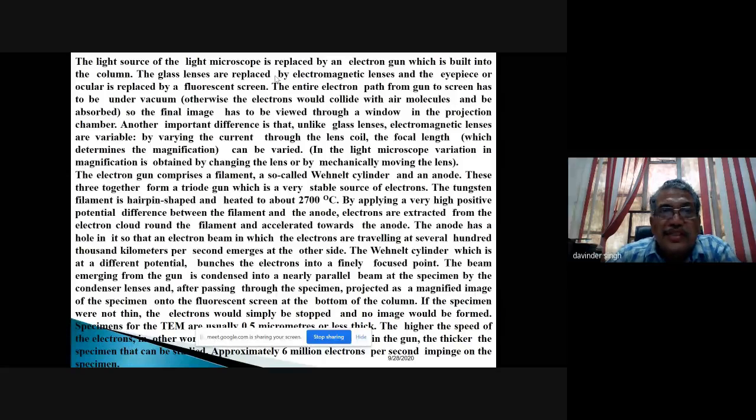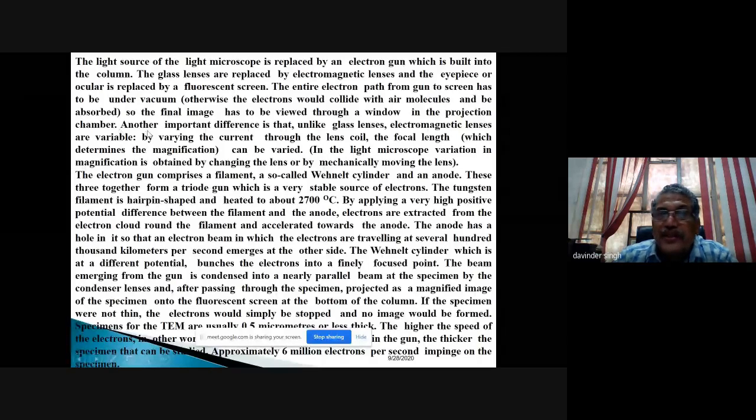Okay, so the glass lenses are replaced by electromagnetic lenses, and the eyepiece or ocular is replaced by a fluorescent screen. Whether the electrons are reflected, transmitted, or secondary, whatever the type, how do you realize them? The realization comes from the electrons hitting a screen, which we call a fluorescent screen, and the entire electron path from gun to screen has to be vacuum. Otherwise, electrons would collide with air molecules and be absorbed. So the final image has to be viewed through a window in the projection chamber.